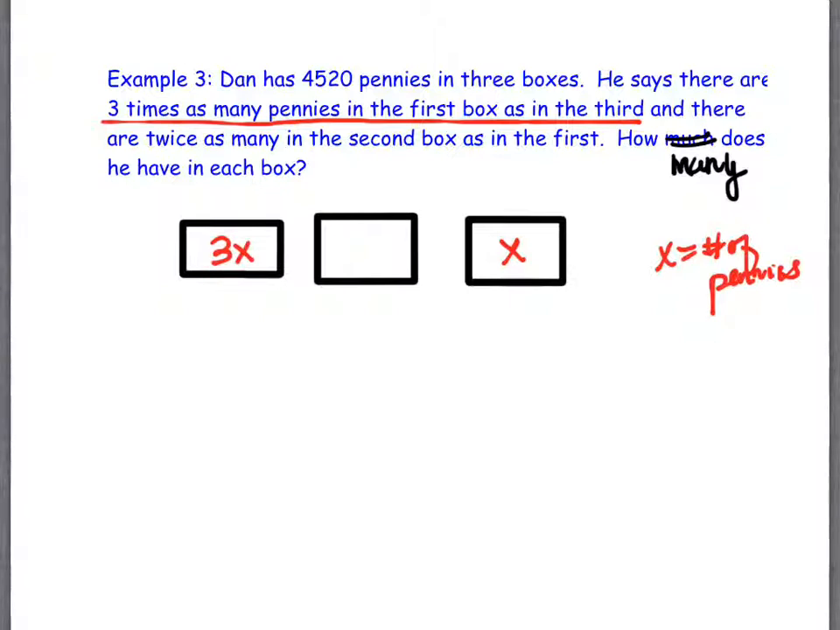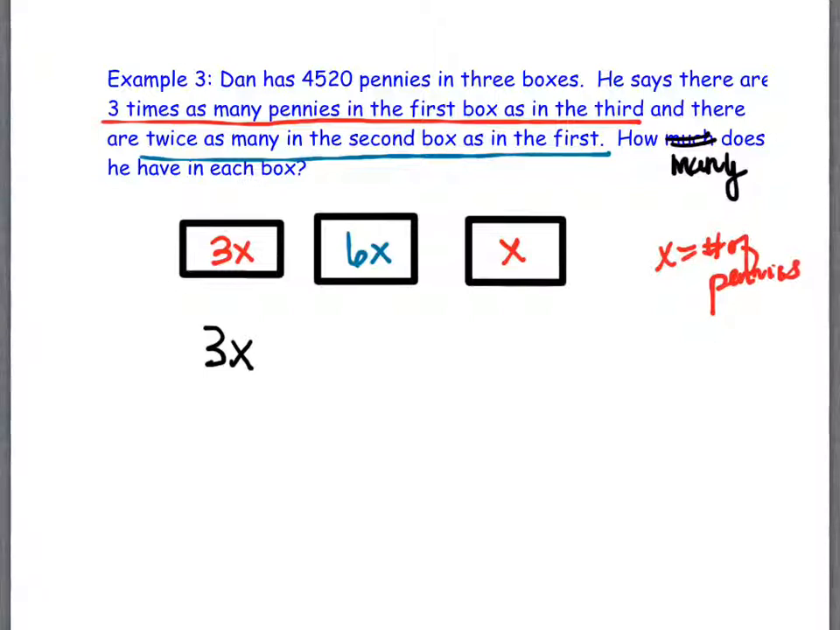And then it says there are twice as many in the second as in the first. What does that mean? 6x in the middle, because I double what was in box 1. How can I use this picture then to figure out how many pennies he has in each box? I can first box the 3x equals 4,520. Not quite. We're going to set something equal to 4,520, but it's not just the 3x.